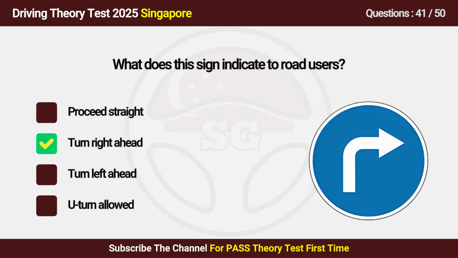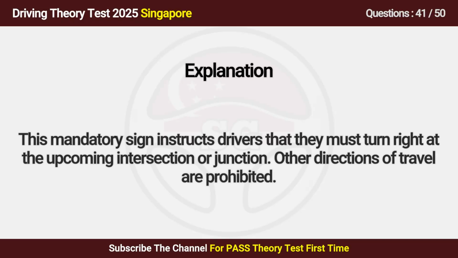Answer is B. Turn right ahead. This mandatory sign instructs drivers that they must turn right at the upcoming intersection or junction. Other directions of travel are prohibited.